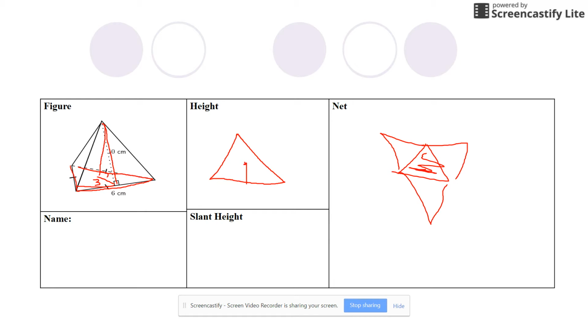This is a rectangular pyramid. It's not regular. Something to note: if you were making a net, you would want to note that 2 of the triangles are definitely bigger than the other 2, because one of the bases is 10 and one of the bases is 4.